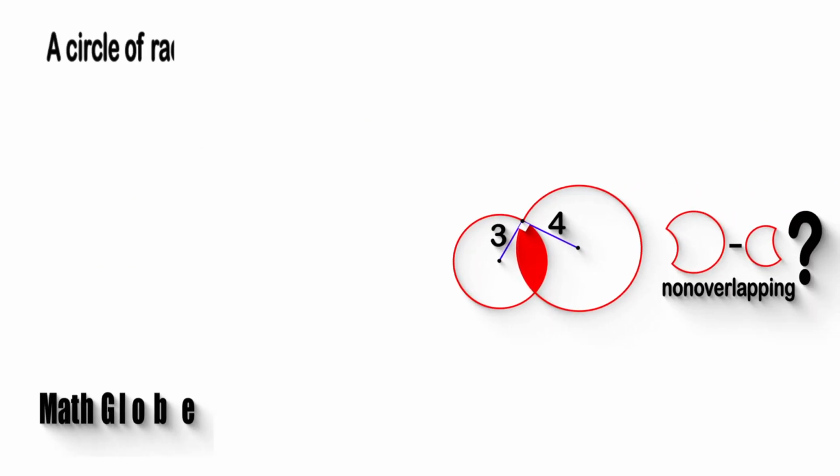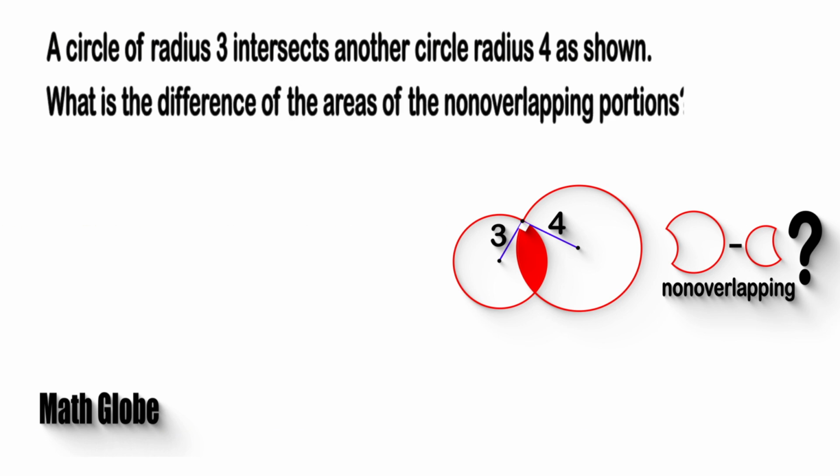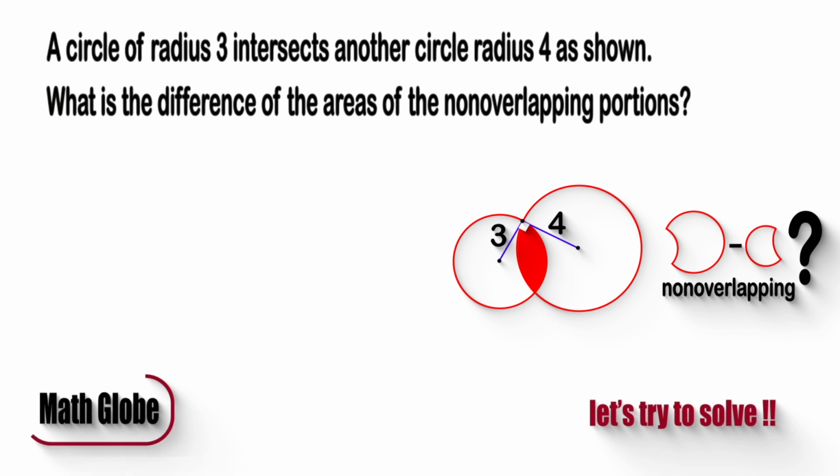A circle of radius 3 intersects another circle of radius 4, as shown. What is the difference of the areas of the non-overlapping portions? Let the solution come.